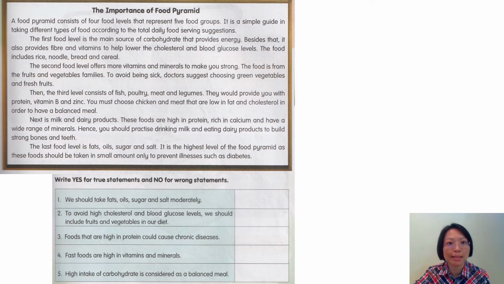Now let's look at the passage about the importance of the food pyramid again. Now this time we need to identify true statements and wrong statements. If you think the statement is true, then you have to write yes. If you think the statement is wrong, then you have to write no.